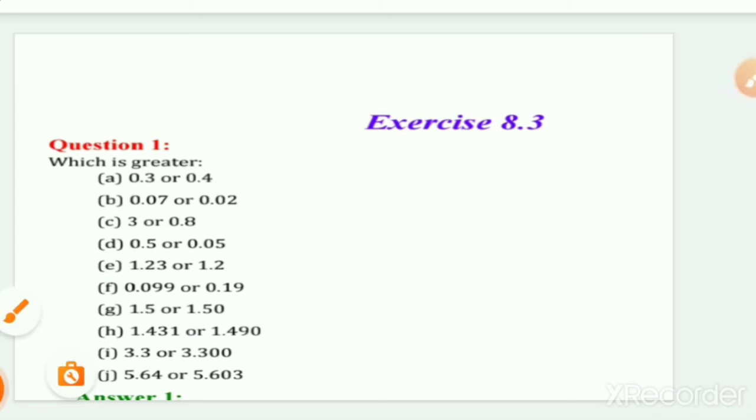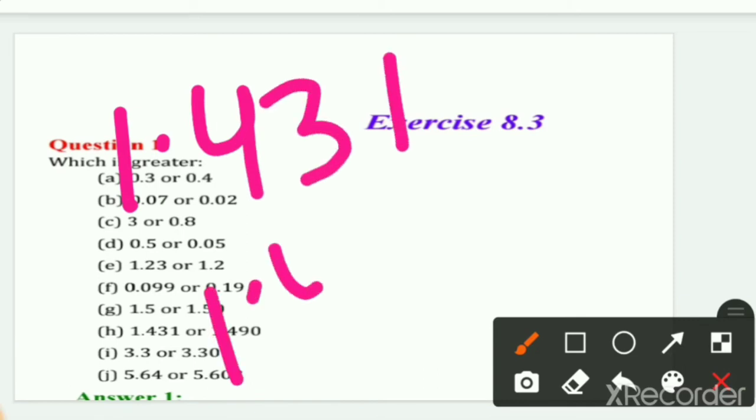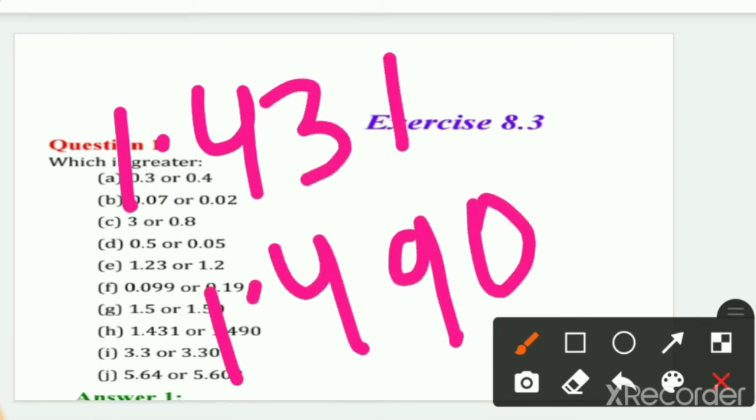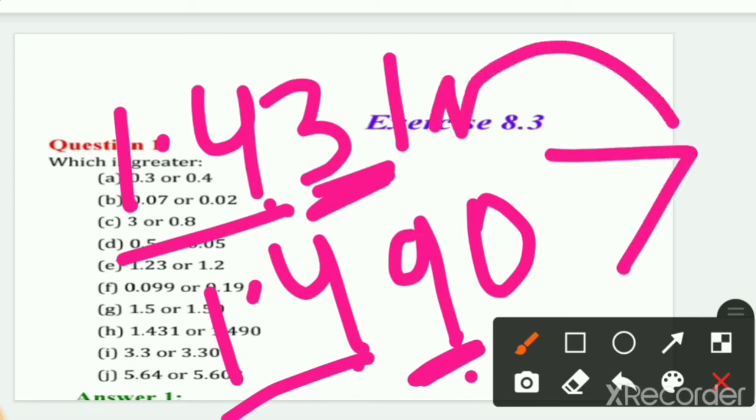Now moving to the H part. This is 1.431. This is 1.490. You can observe this is the same, this is the same. The 10th place is the same. At the 100th place this is 9 and this is 3. So the 100th term of 1.490 is greater than that of 1.431. Okay, so this will be greater than this number.